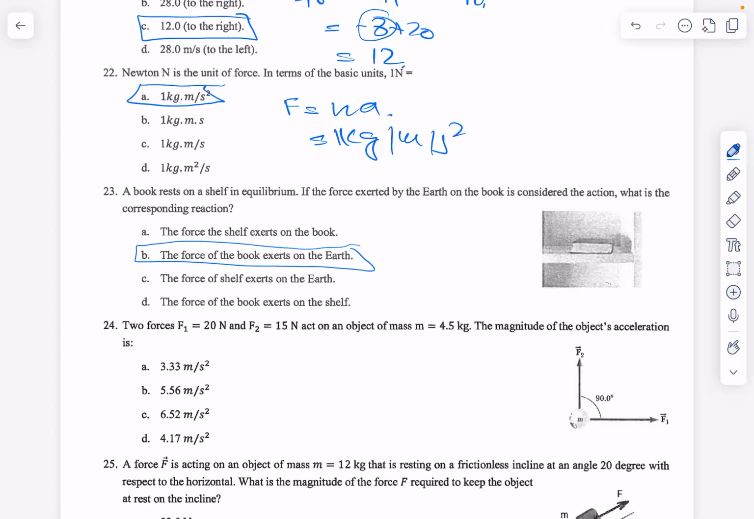Now two forces, F1 and F2, act on a mass. For the magnitude of the acceleration, one force is along x and one is along y, so the magnitude is the square root of Fx squared plus Fy squared. When we substitute the values, we will get F over m, which is 4.25 divided by 4.5. So we will get the answer.